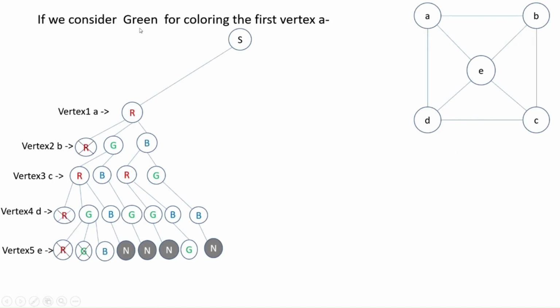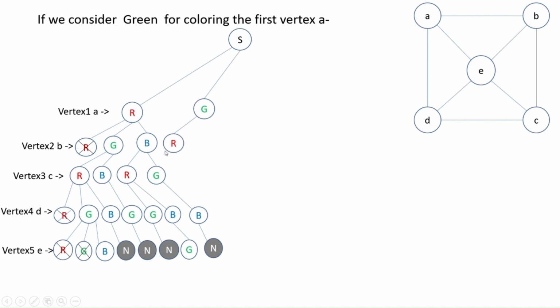If we consider green for coloring the first vertex A, this is the state space solution that we have designed before for red. In this case we are going to color the first vertex green instead of red. Let's see what solutions we will get. So the first vertex is colored with green. If it is colored with green, we can color the second vertex with red. So we are coloring it.